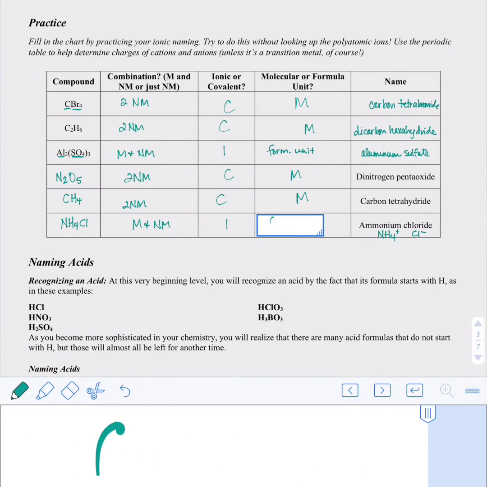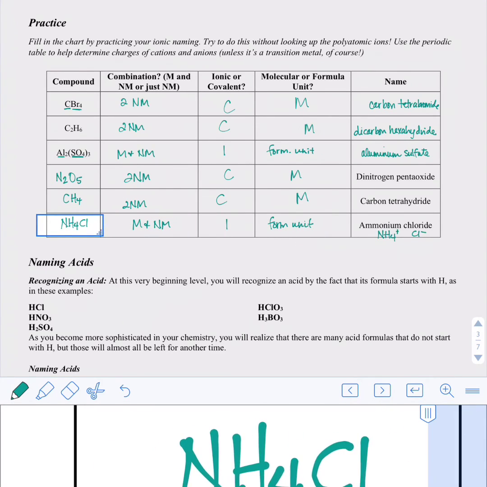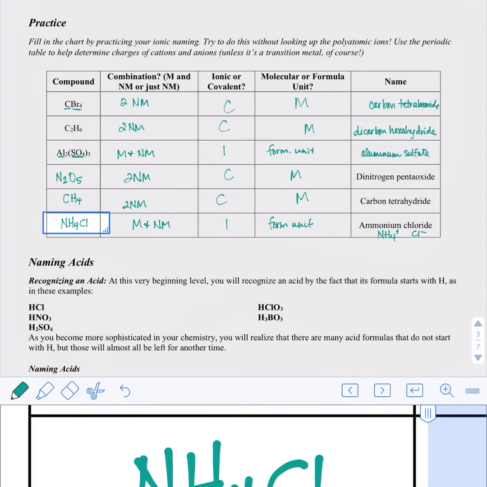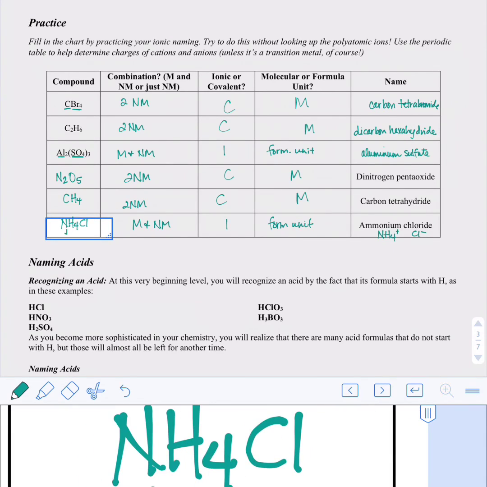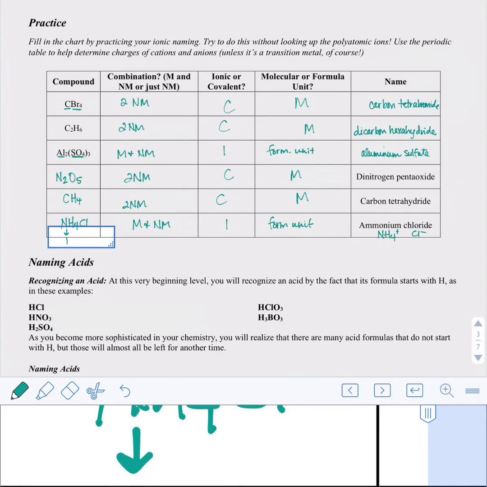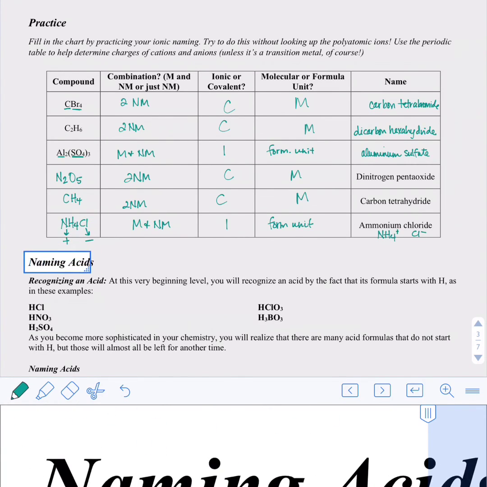Ionic and formula unit. Now, I should go back to this metal and nonmetal business. This does not look like a metal and nonmetal, right? Because nitrogen and hydrogen are both nonmetals, and chlorine's a nonmetal. But this acts like a metal because it forms a cation. This acts like a nonmetal because it forms an anion. So that's where the metal and nonmetal come from. Okay? And the next part of our notes is naming acids.